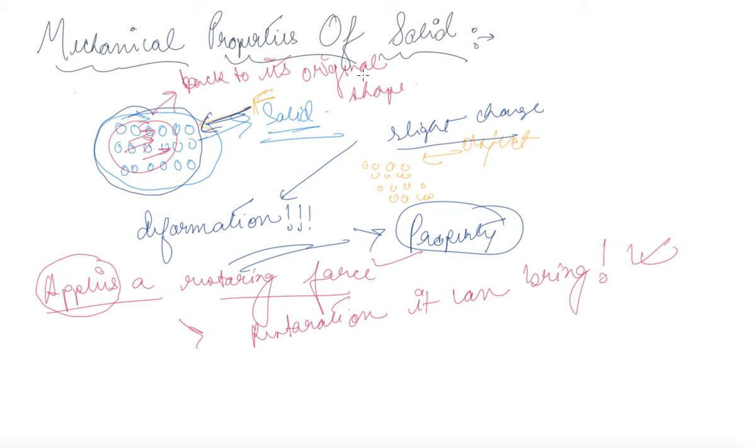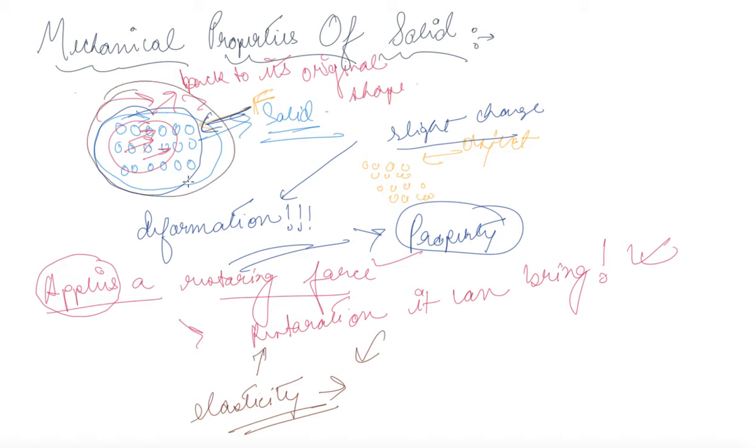So the amount of restoration it can do also tells us about the substance's elasticity. How much elastic is the body? And this property comes from this particular definition. How much restoration can it bring? This is known as elasticity.